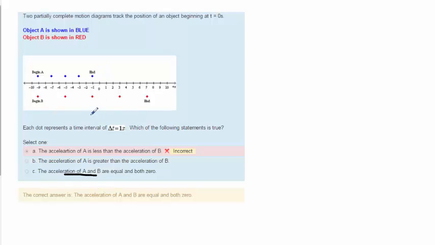So both of these show constant velocity motion. It's just the velocity of B is greater than the velocity of A. However, the acceleration of both is 0.